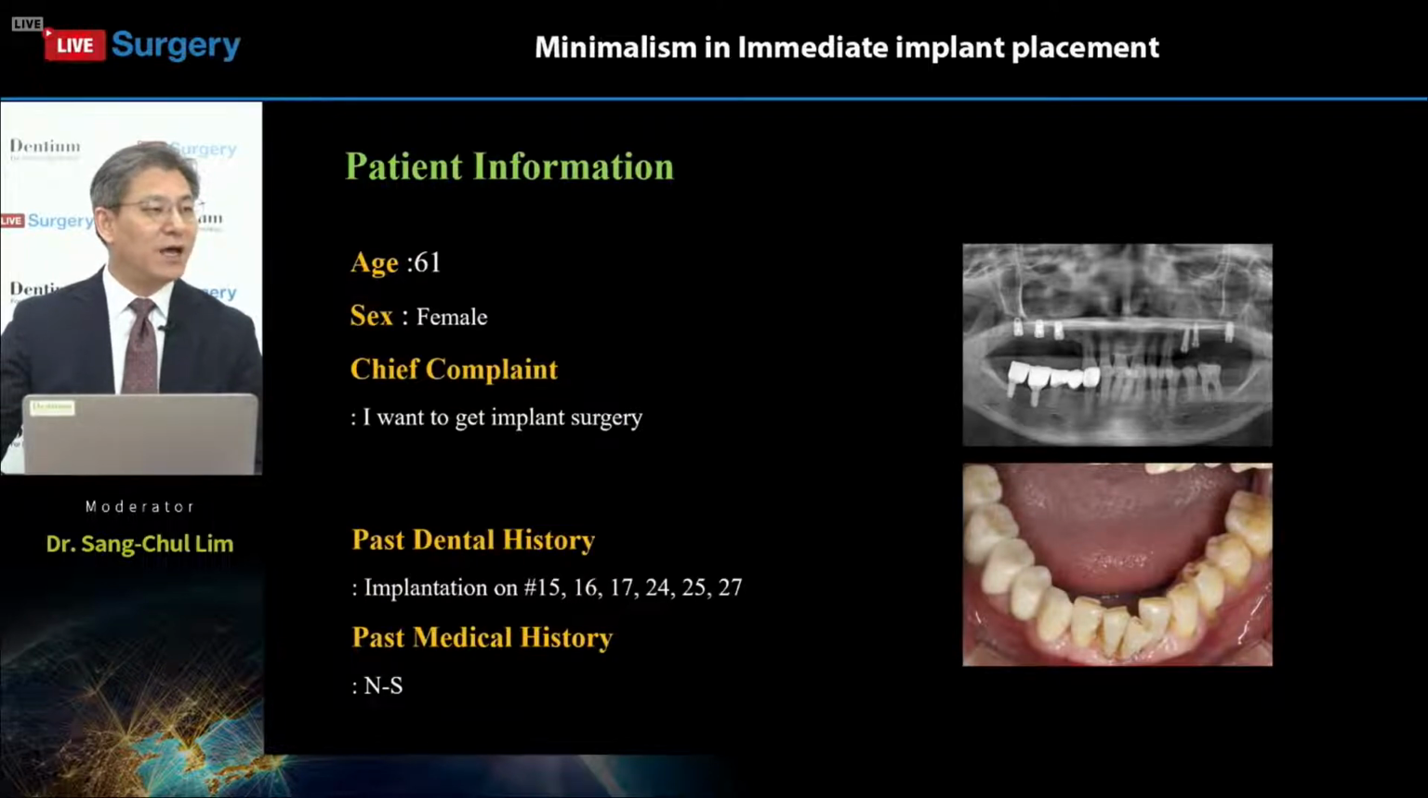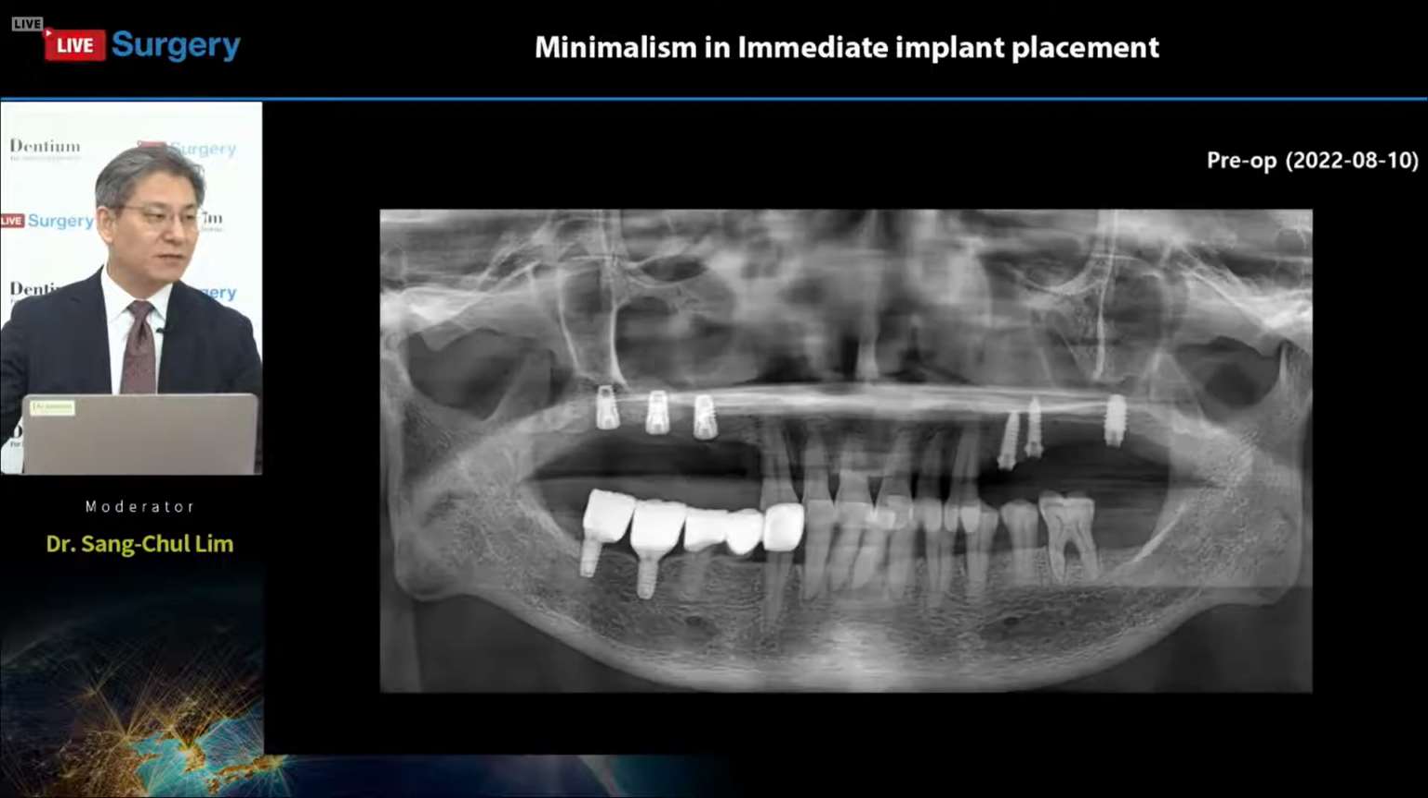The patient is 61 years old, a female patient. Her chief complaint is like this: I want to get implant surgery for new teeth. Past dental history: implantation on numbers 15, 16, 17, and also 24, 25, 27 on the upper jaw area. The upper right side received a Bright implant system bone level, and the opposite side a Bright implant system tissue level. Very interesting case. Past medical history, non-specific.